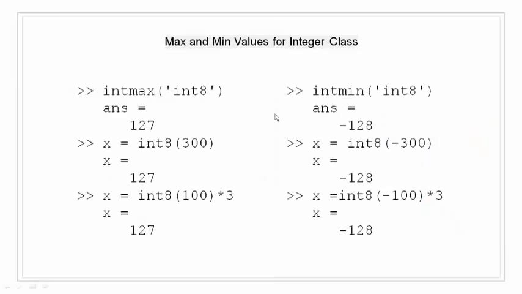The maximum and minimum values for the integer class. For each integer data type, that is 8, 16, 32, and 64, there is a largest and a smallest number that you can represent with that type. To find these extreme values, we use the functions intmax and intmin and pass them the integer data type as an argument. Here we are seeing the maximum value of the 8-bit integer data type using the function intmax, and we get a value of 127. Similarly, we can see the smallest value of the 8-bit integer data type using the function intmin, and we get a value of minus 128.